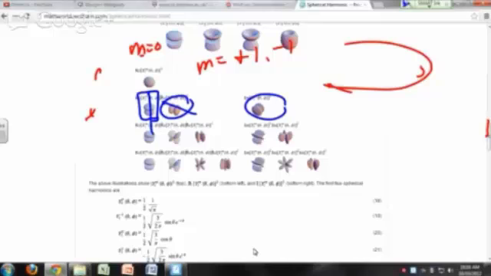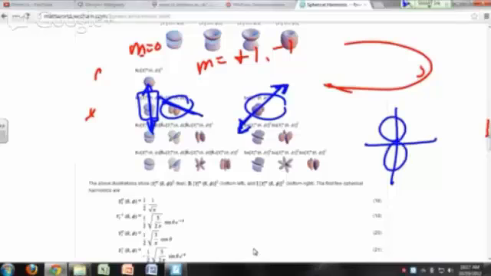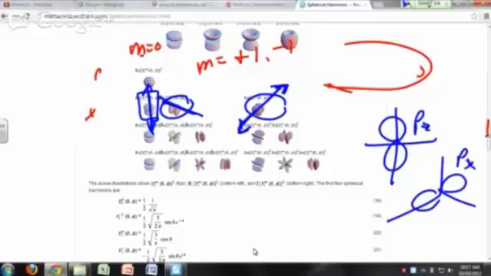This is aligned with the x-axis, and that's the y-axis. The lobes for this are aligned with the x-axis, and the lobes for this are aligned with the z-axis. Okay, so remember from your freshman chemistry, that's pz, this is px, and then you have your py over here. So the px and the py are linear combinations of M equals +1 and M equals -1.